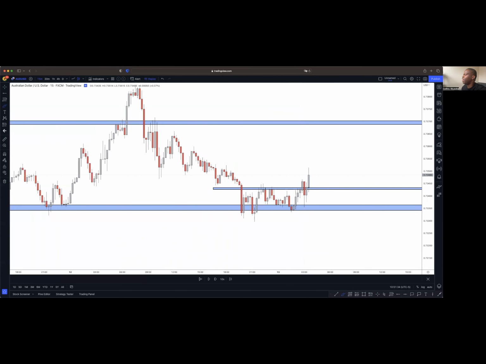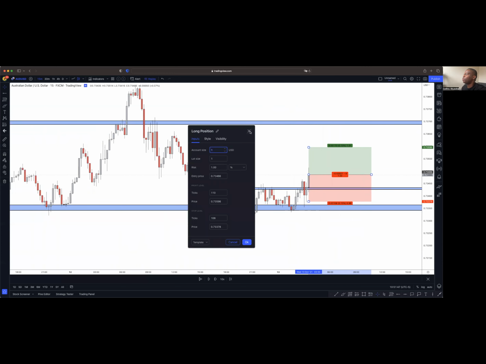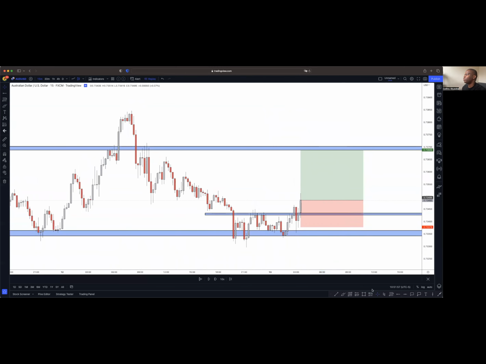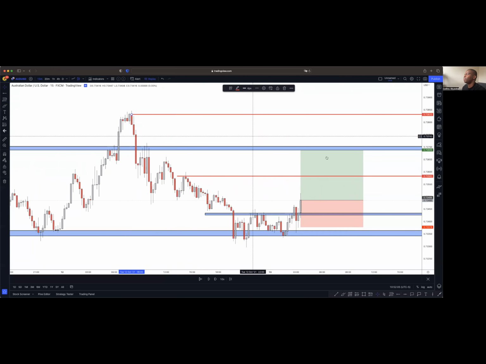So I will take my buys from here. Exactly what I said. This is 10 pips, if I'm correct. Yeah, this is a 10 pips stop loss. First take profit is like our 1-to-1. Then you want to keep your take profits very realistic. TP1, TP2, and possibly TP3.